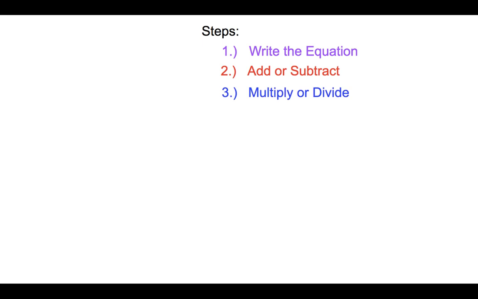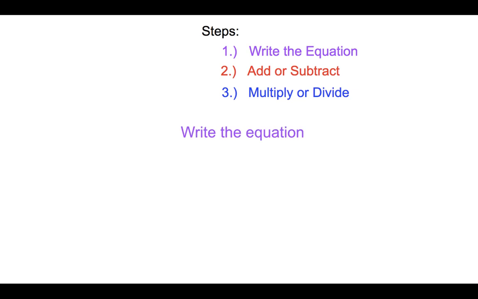So when we're solving two-step equations, there's three things we need to remember. The first step is to write the equation. The second is to add or subtract. And the third is to multiply or divide. Now, this is the opposite of GEMMA or order of operations, where you would multiply or divide before you add or subtract. But when we're solving an equation, we're trying to undo it, so we're going through the opposite order.